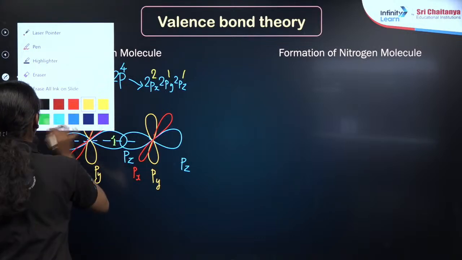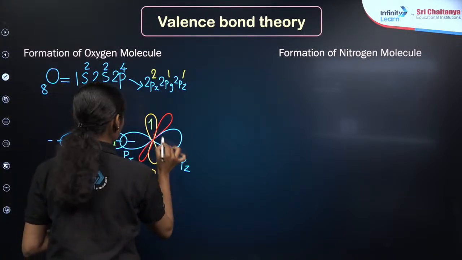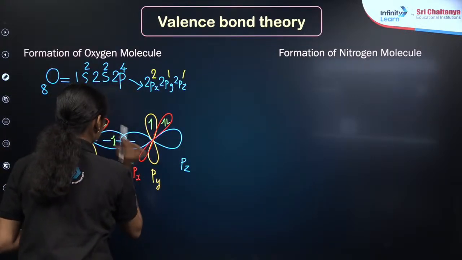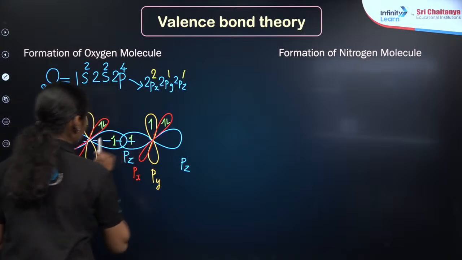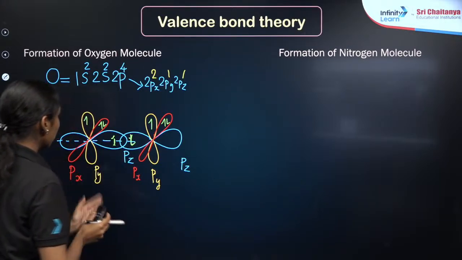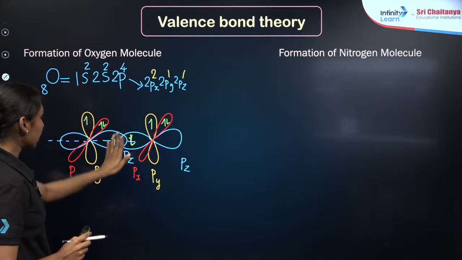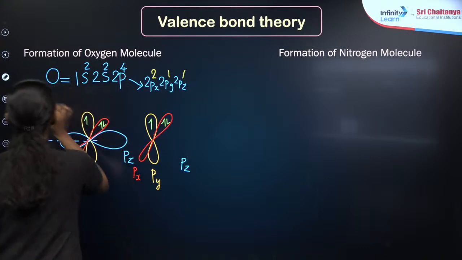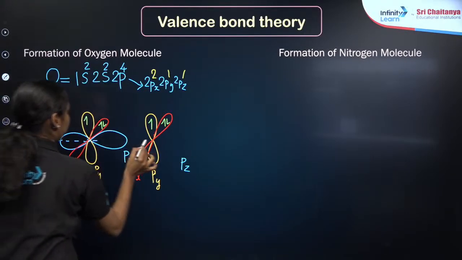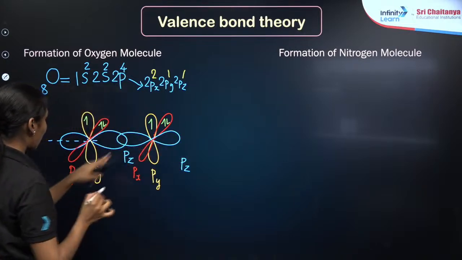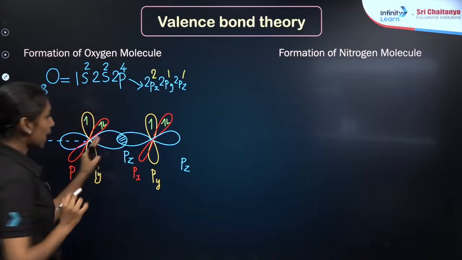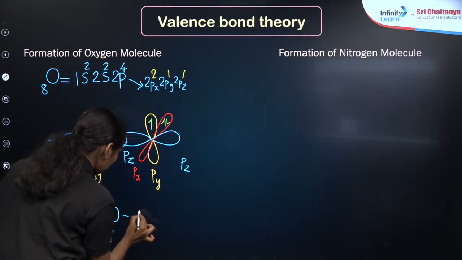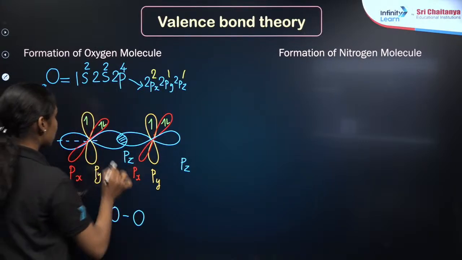So I am filling the electrons here. Again, 1 electron is here, 2 electrons here. This will be the opposite spin, right? So as you can see here, these two half-filled orbitals will undergo overlapping, right? So this will form overlapping like this. This is the axial overlapping, which means a single sigma bond is forming. So in the case of oxygen, one sigma bond is formed here due to this axial overlapping of pz orbitals. Clear?